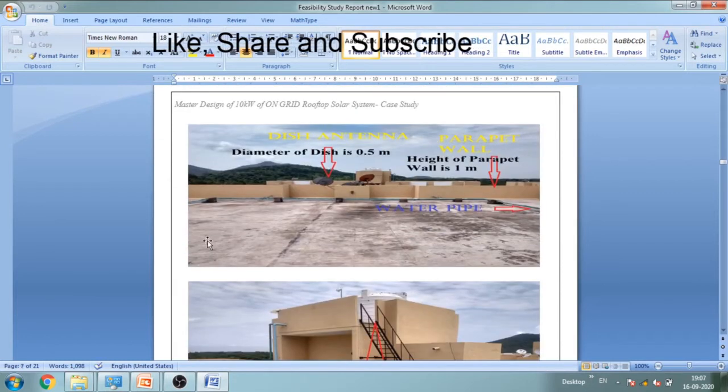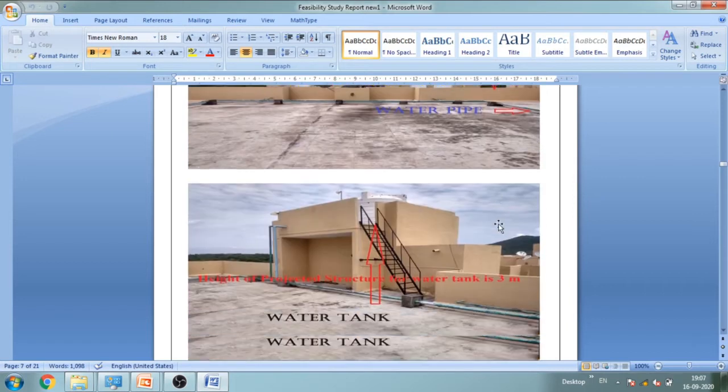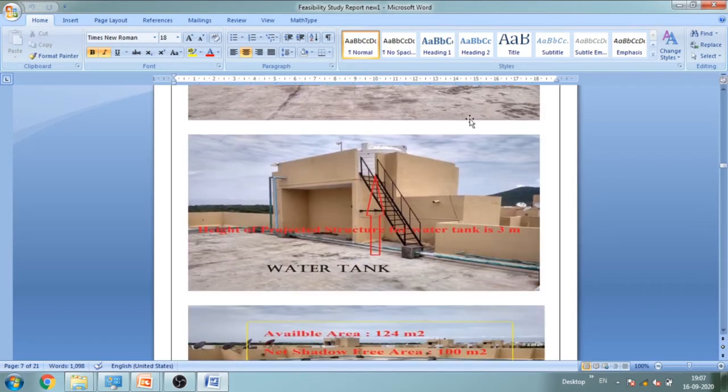Then we need to mention what the basic shadow-creating obstacles are. Here the dish antenna is shown, and we mention its basic diameter. Also the parapet wall, whose height is given as 1 meter. Here the water tank is available on the north side, so we mention the basic length of the water tank and the projected area. The basic length of the projected structure for the water tank is 3 meters.